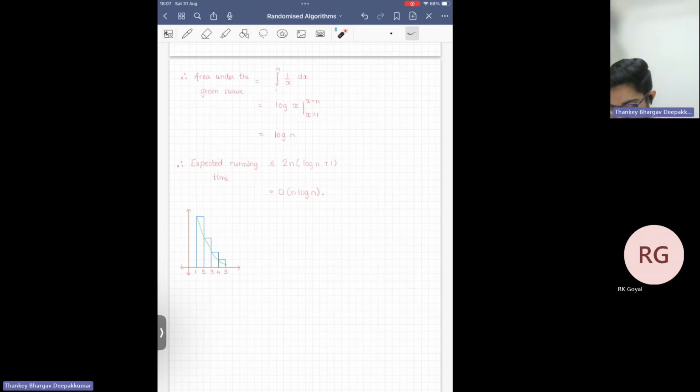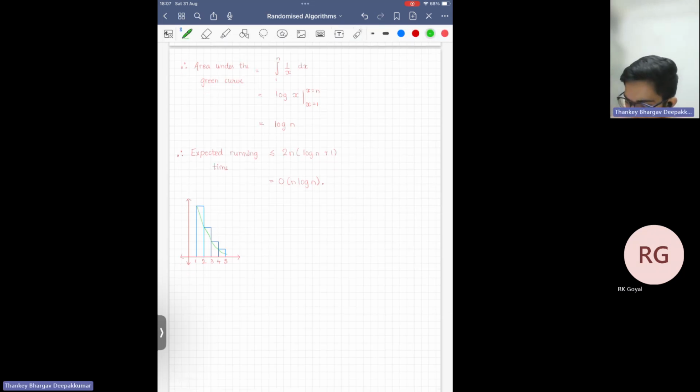So is this fine? Again, in this case, it would be HN, and HN is between log n and log n plus 1. Yes, this is a tight bound on HN.